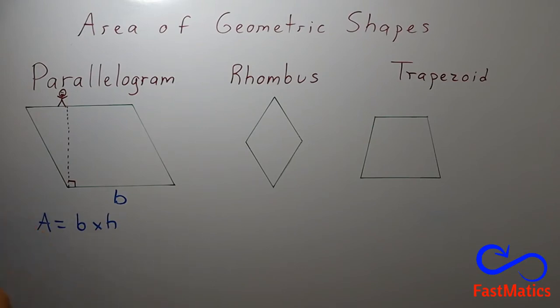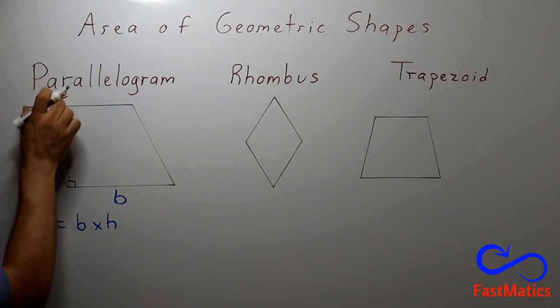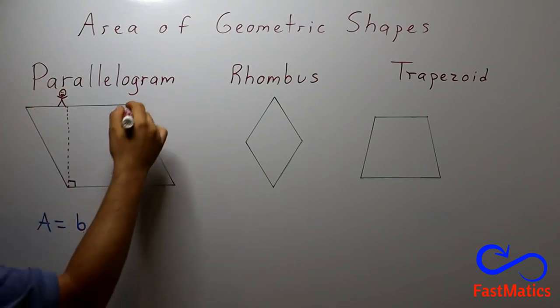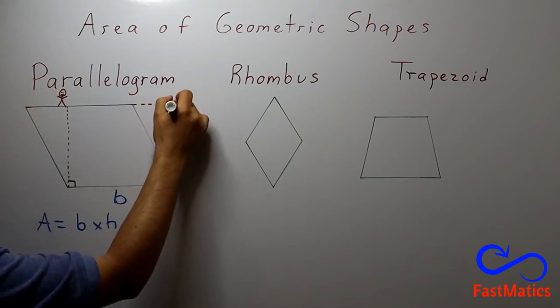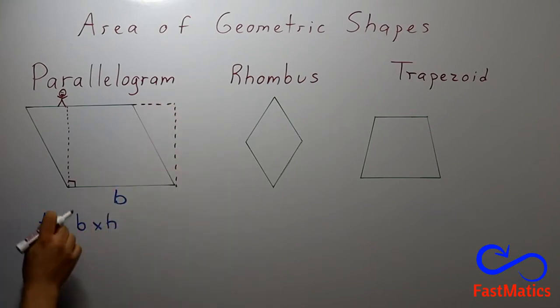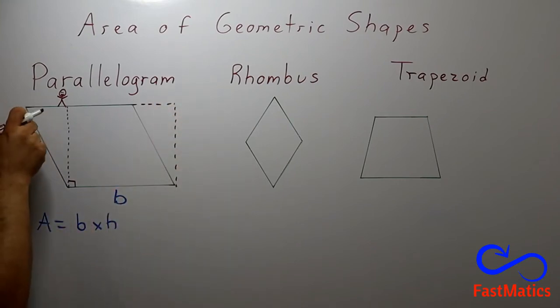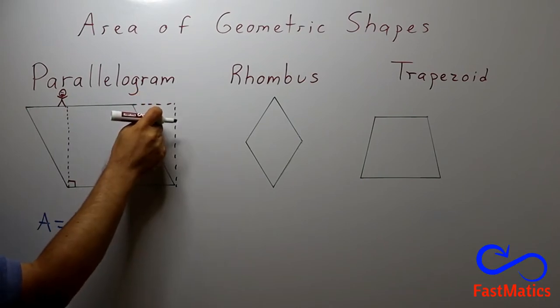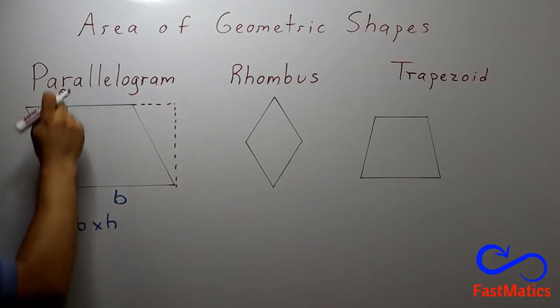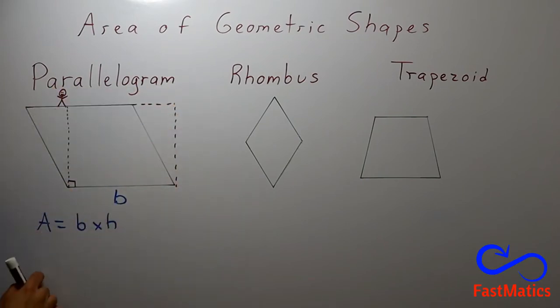If you're not convinced, you can take this triangle and put it here. And you see that if you pass this triangle there, you have a rectangle. That's why the formula is base times height.